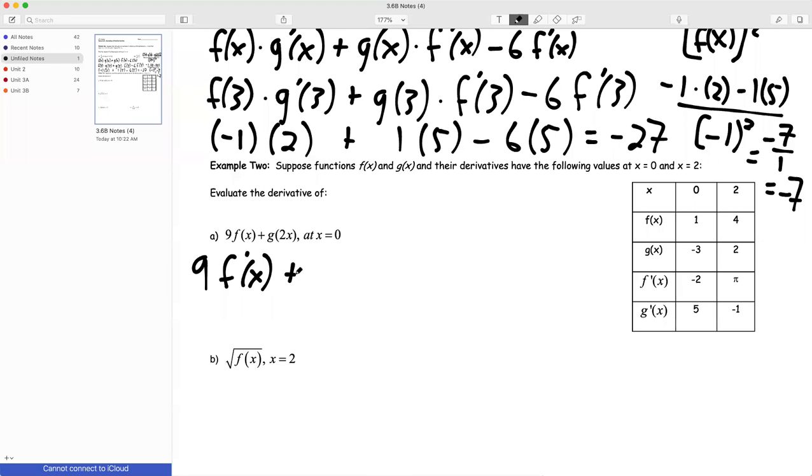It will be g prime. Bring down the 2x, and then multiply times 2, the derivative of 2x. Okay, so now I'm going to plug in 0.